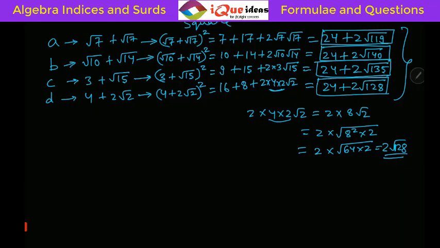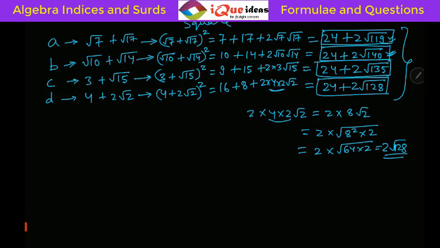Here you see 24 is the first part in each number, then plus 2 times is there in each number, then square root of different numbers. So whichever number has a smaller number inside the square root will be smaller, and whichever number has a higher number inside the square root will be higher. So from here you see 24 is same, 2 is same. So inside the square root the smallest is 119, right? And the largest is 140, right?